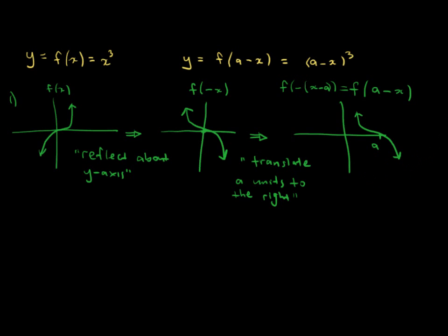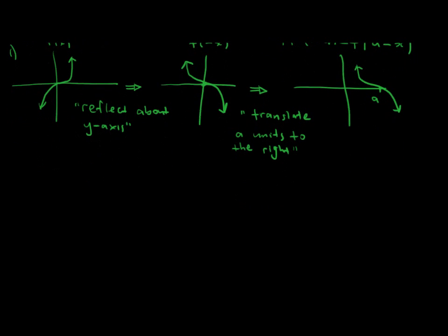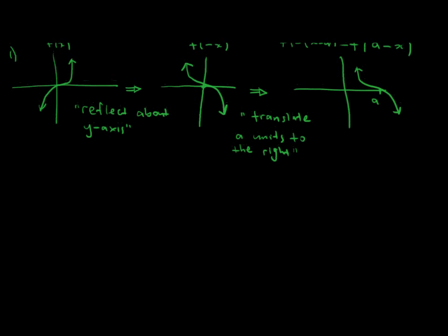For the second method, maybe I'll move the screen a bit to give some more room. I'll leave all of that there so we can compare. The second method is almost identical, really, but instead we do these two transformations in a different order. So again, we start off with f of x, and there we go, the cubic looks something like that.